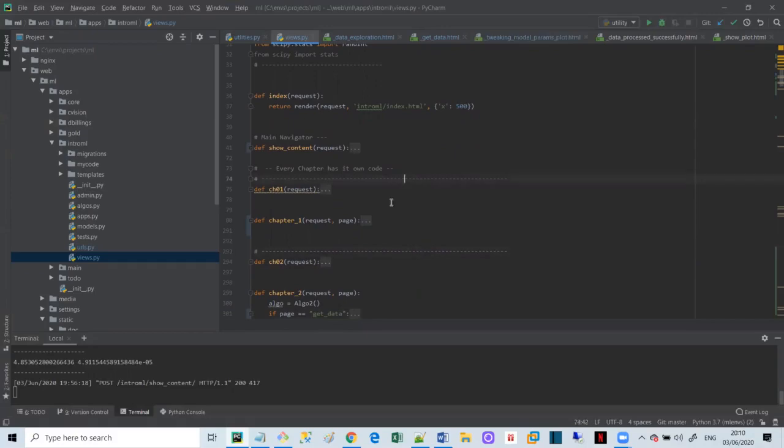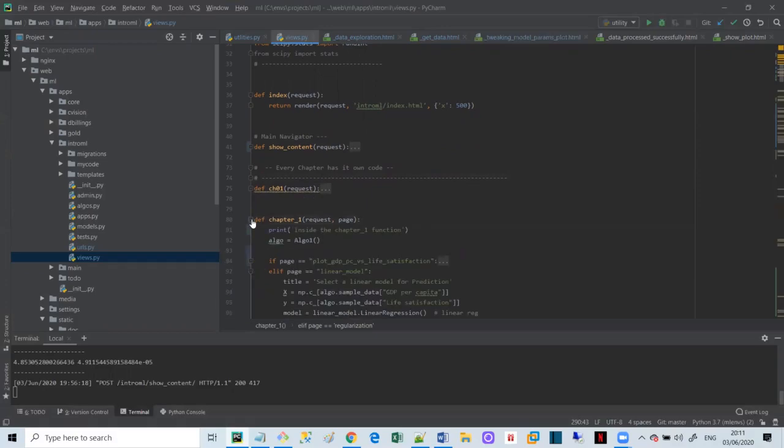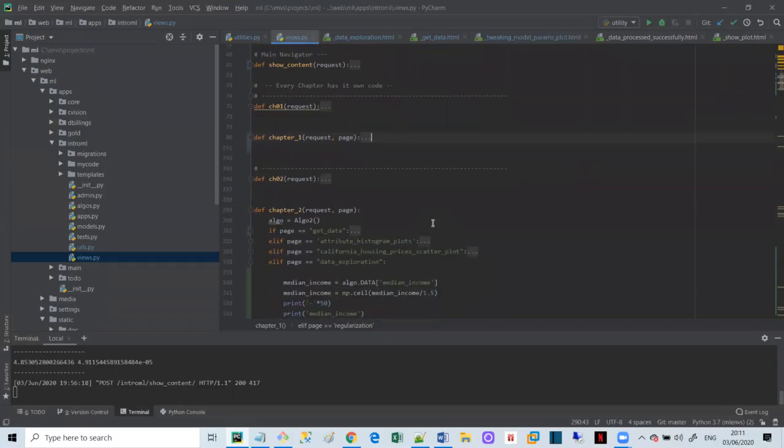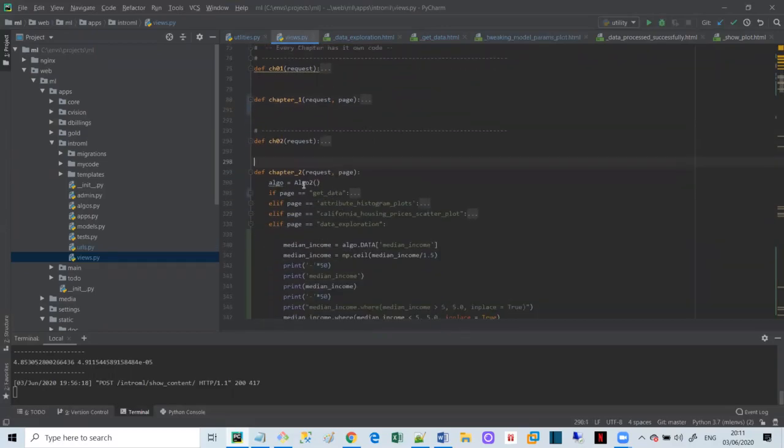So I'm done with chapter 1. This is a huge function, not this one, this one. I don't really care. I close it. I'm not going to bother myself. I want to focus on the code for chapter 2. The code for chapter 2 is well organized here. The first thing it does is create the object.